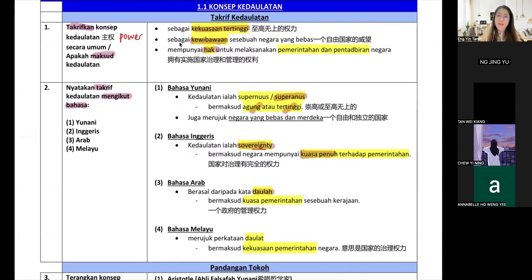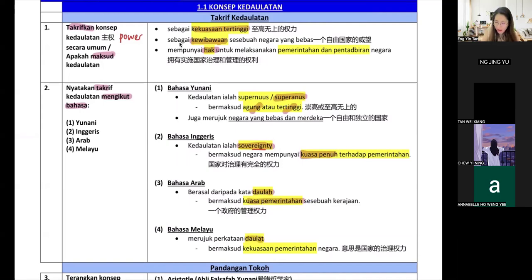Same thing goes to Arab. Arab is Daulah, the easiest one. Remember Islam, Bahasa Arab, believe in Islam, right? Arabians, so yeah. So Allah, Daulah. Remember Daulah. Daulah is referring to what? The power to rule the government. So it's called kuasa pemerintahan. See, this is the keyword. Kuasa pemerintahan. It's everything about government power, like ruling the government.